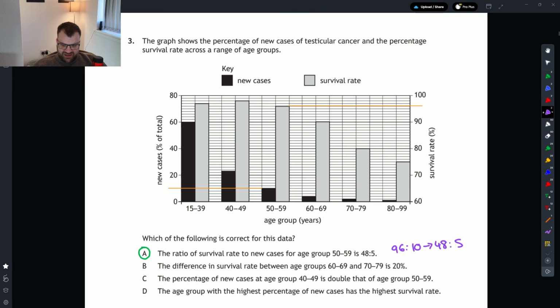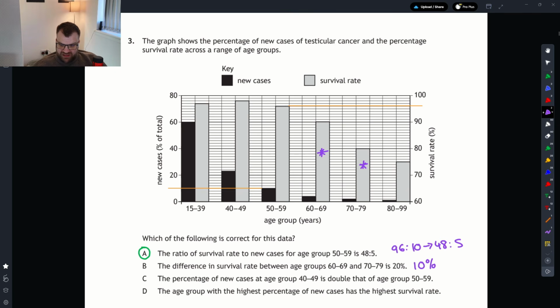Difference in survival rate, 60 to 69, and 70 to 79. Survival rate is read off the right-hand column. That's 10, not 20. They've put that answer because if you went the wrong side, you'd get 20. But it's incorrect. That's 10%.